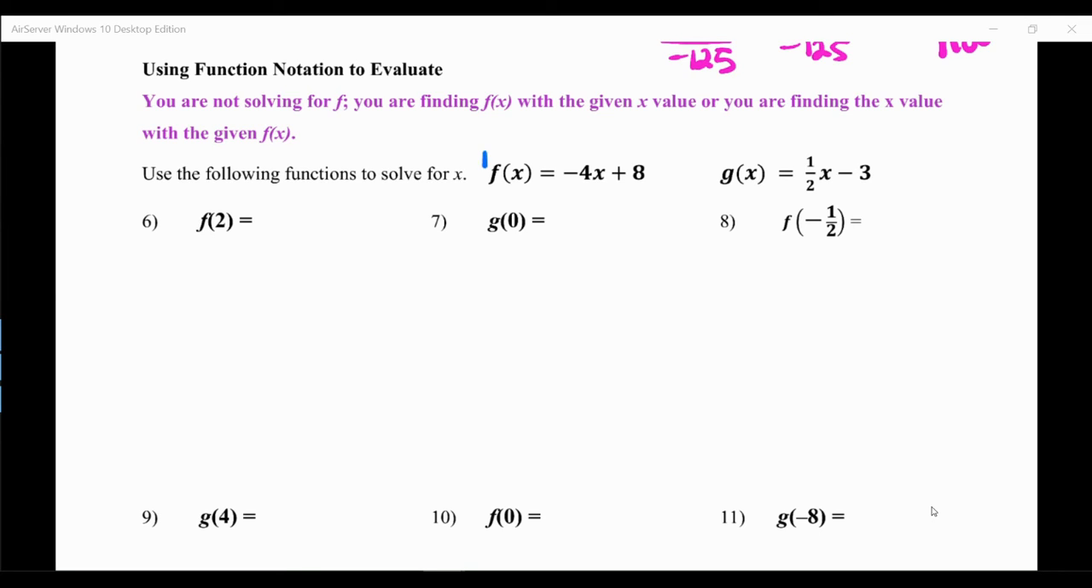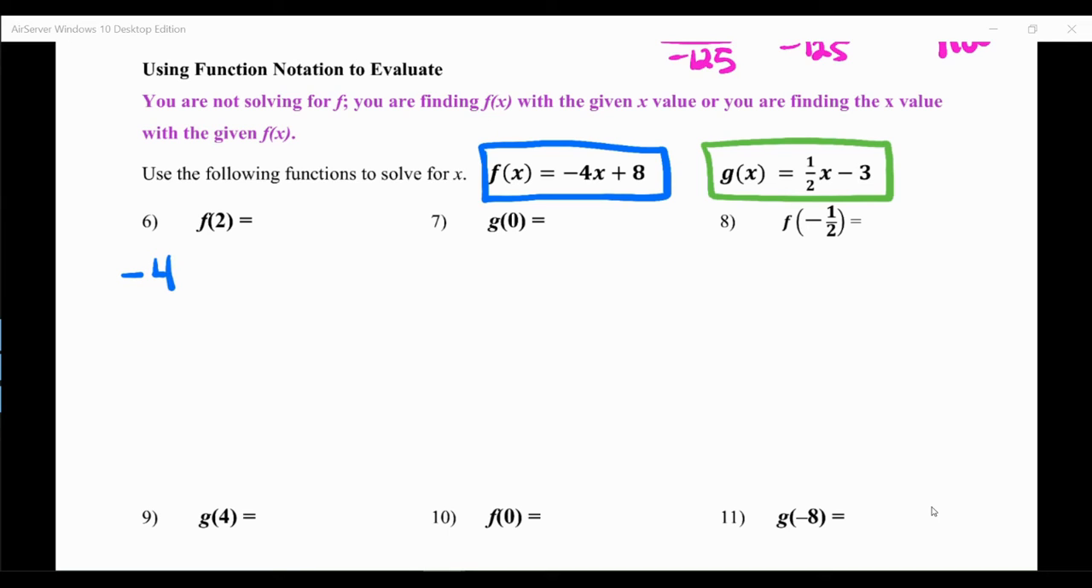So I'm going to color code these functions here. We have two functions. One is labeled as f of x. The other is labeled as g of x. Again, f and g are just a way that we can name these functions. So evaluating for f of 2, when x equals 2, what is the value of the function? We want to take the function and substitute the value of x equals 2 and find out.